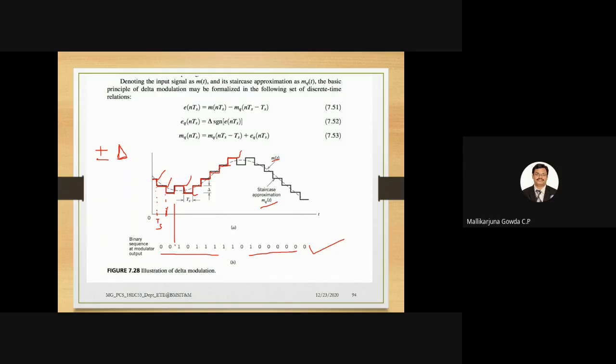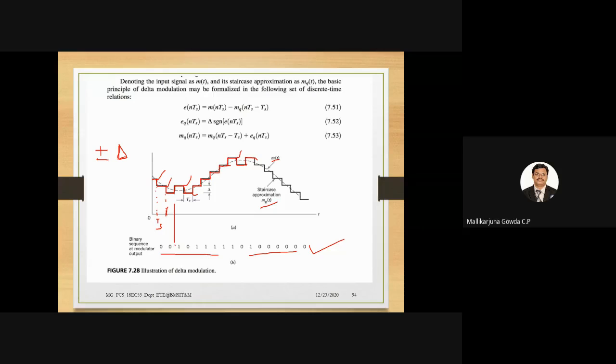So at this point of time, my approximated signal is greater than my analog input signal. Hence it will be decremented by delta. Okay, it will be there that value till the next sampling interval. Now the approximated signal is less than my original analog input signal. Hence it will be incremented by delta. Okay, it will be there that value only till the next sampling interval.